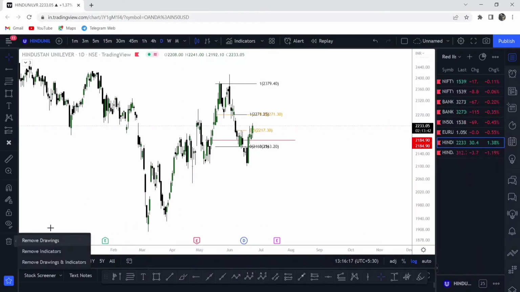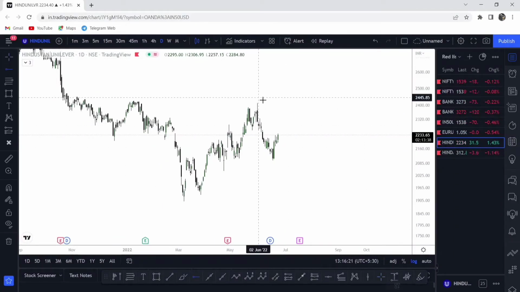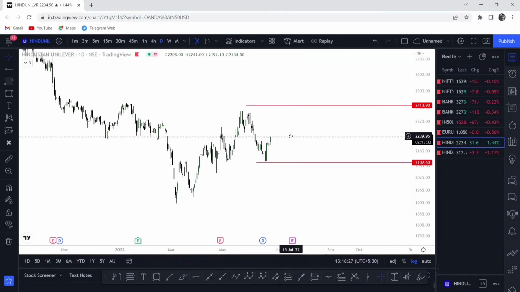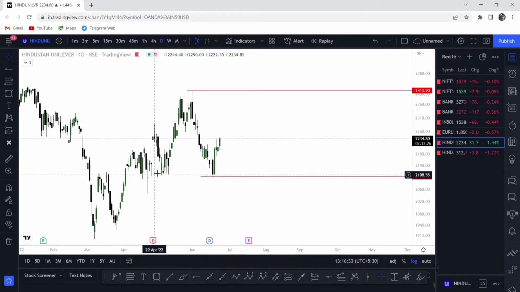here I'll do the same thing once again. I have this high as my liquidity point and this low as my liquidity point. Now my job here is to understand where the price is reaching towards. As of now, if you see here, it doesn't look like it is reaching to the downside.